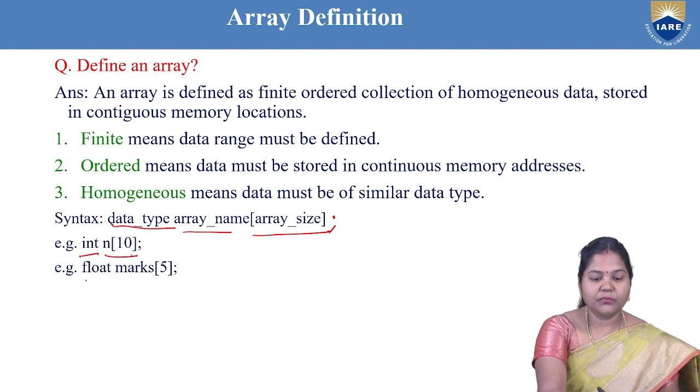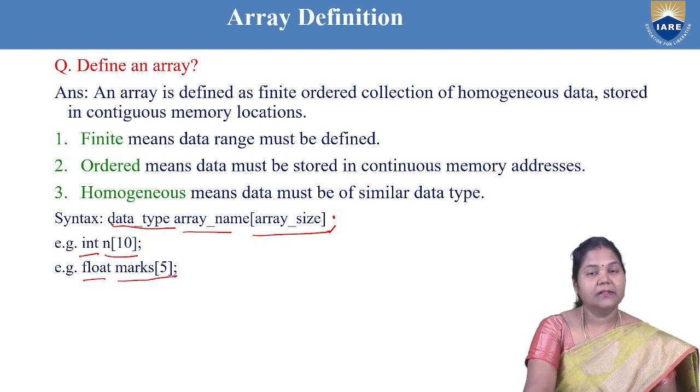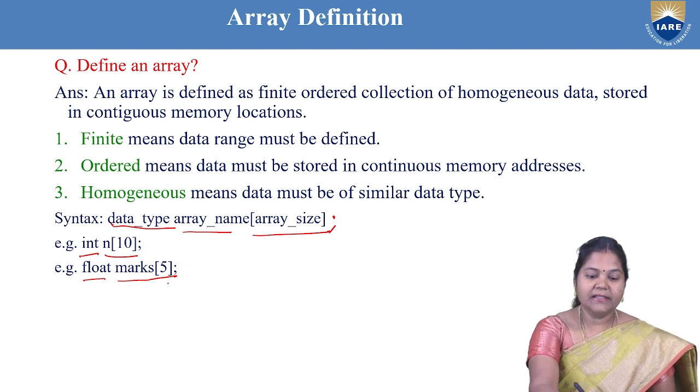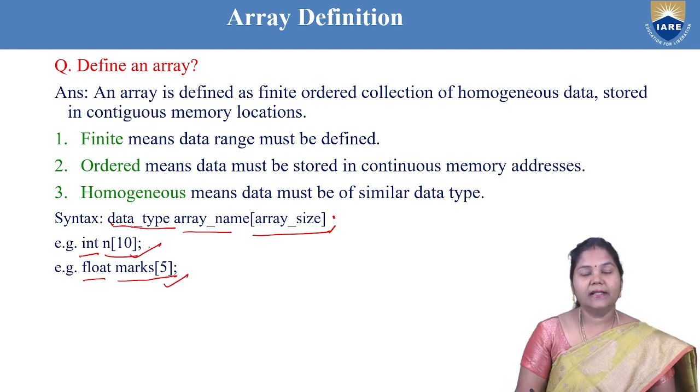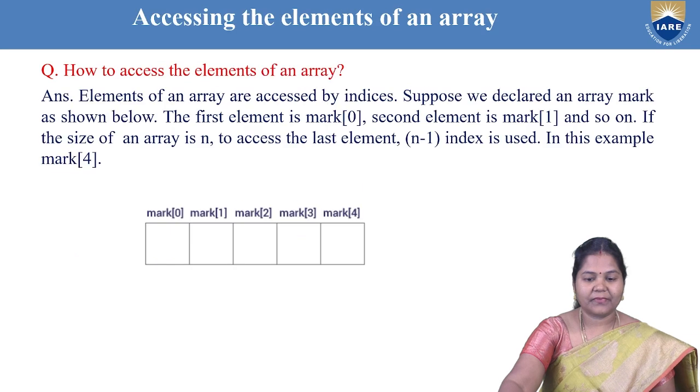Second one is float marks[5]. Float is the data type, marks is the name of the array and 5 is the size. That means here we are going to store 5 different marks of students. In the first example, we are going to store 10 integers. That means it preserves the property of homogeneity also.